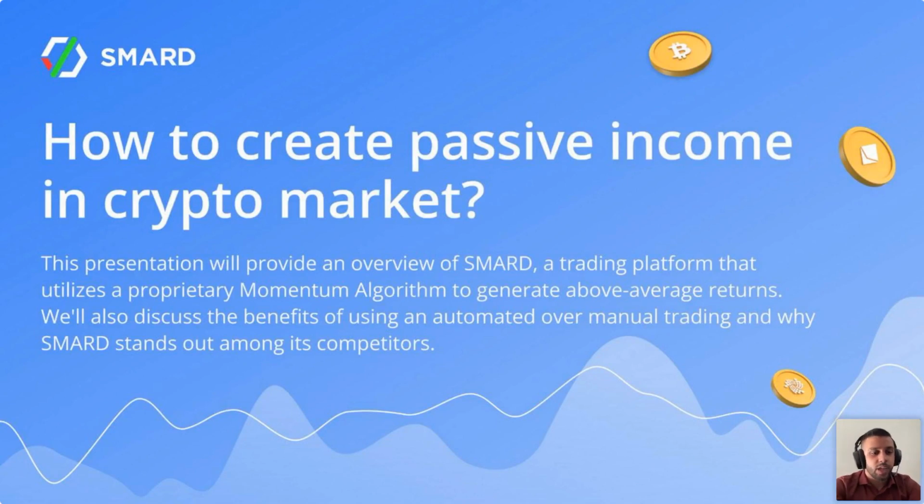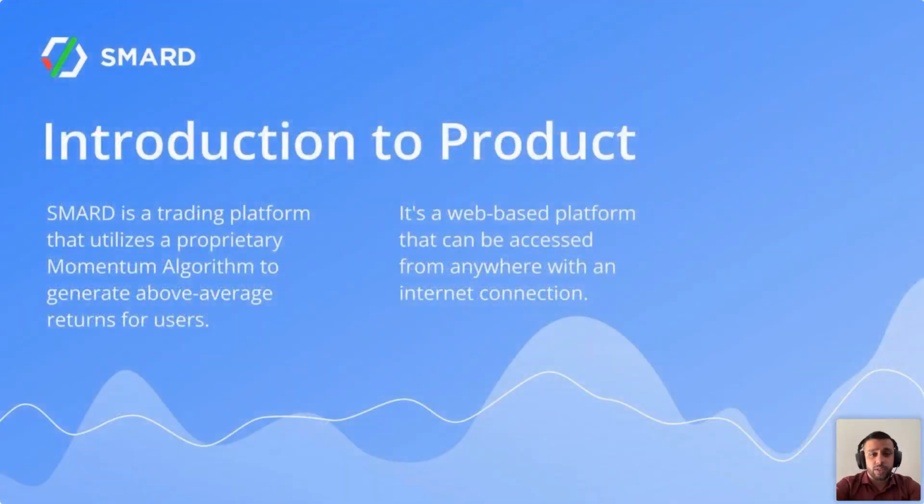So initially, this presentation will provide you an overview of SMARD, which is a trading platform tool that utilizes a proprietary momentum algorithm to generate above average returns on a monthly basis. And we'll also be discussing the benefits of using an automated over manual trading and why essentially SMARD itself stands out, right?